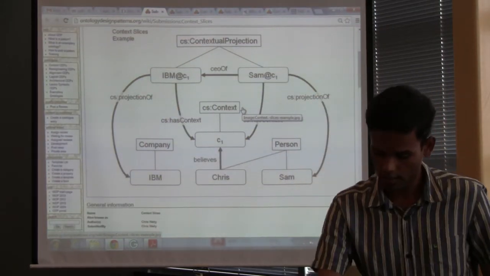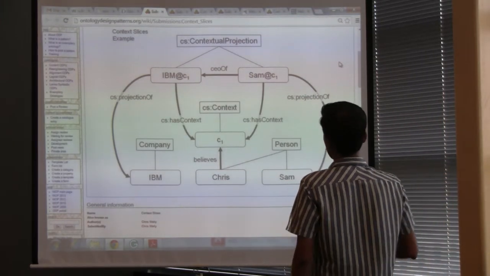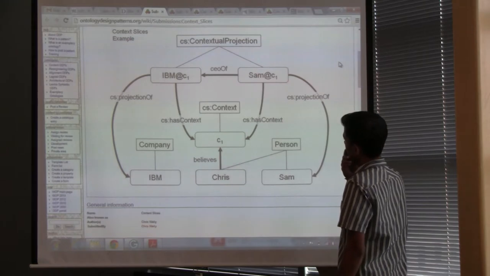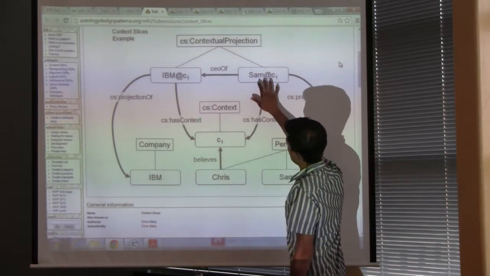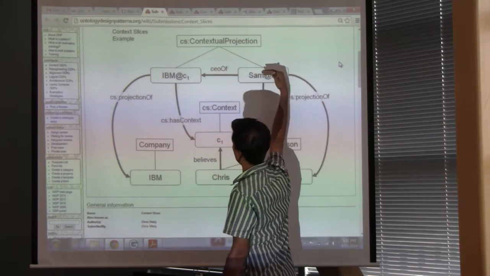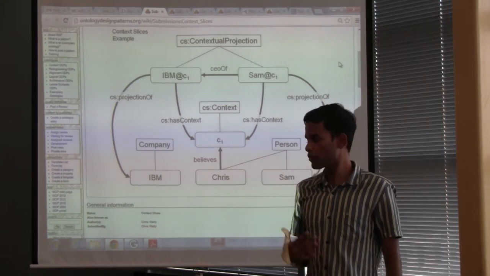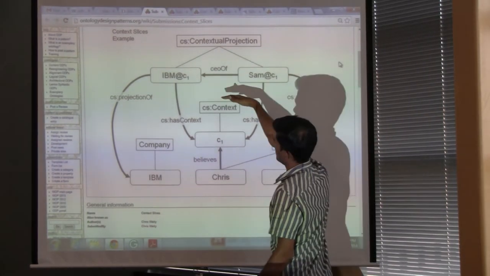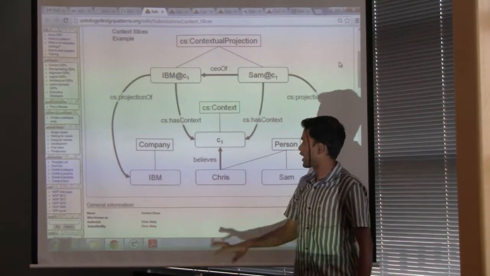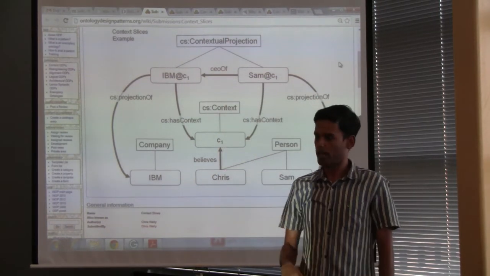Yeah, this is again. So here somebody is trying to say Sam is a CEO of IBM. This is the main triple. And I don't want to represent that Sam is CEO of IBM. Actually, it is somebody believes that he's the CEO of IBM, right?